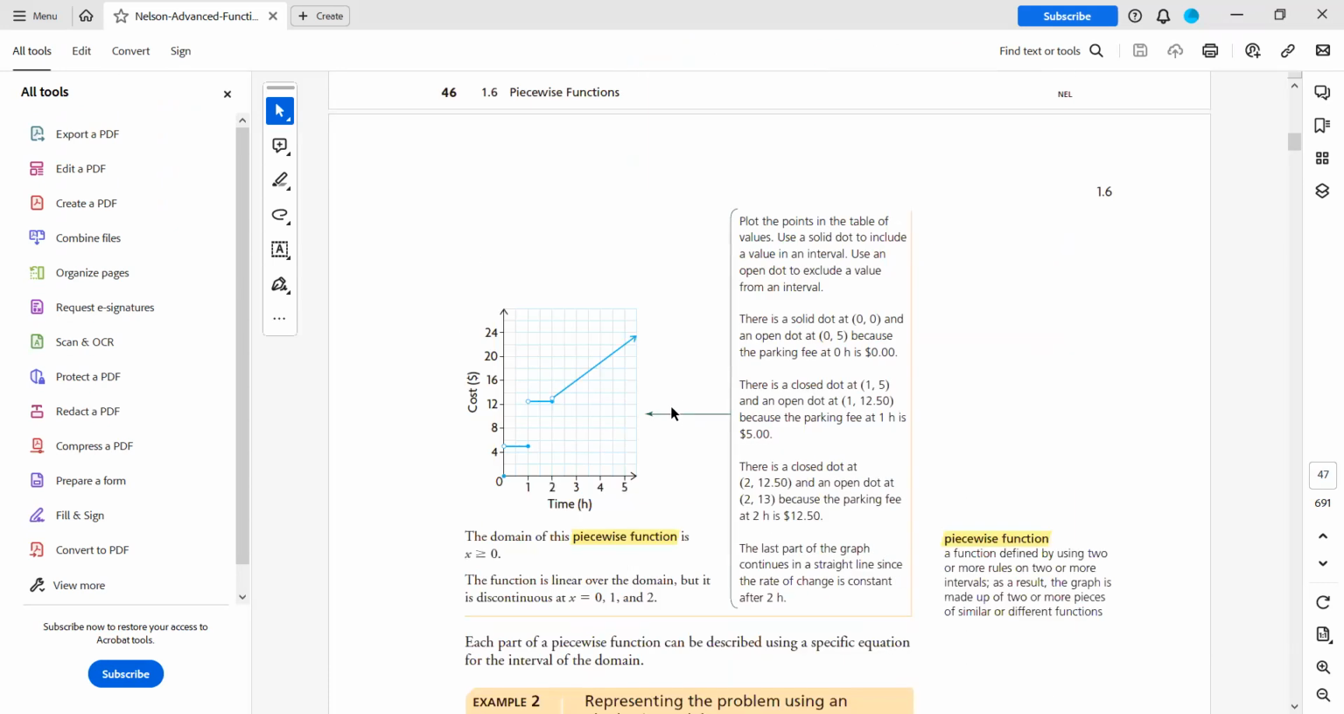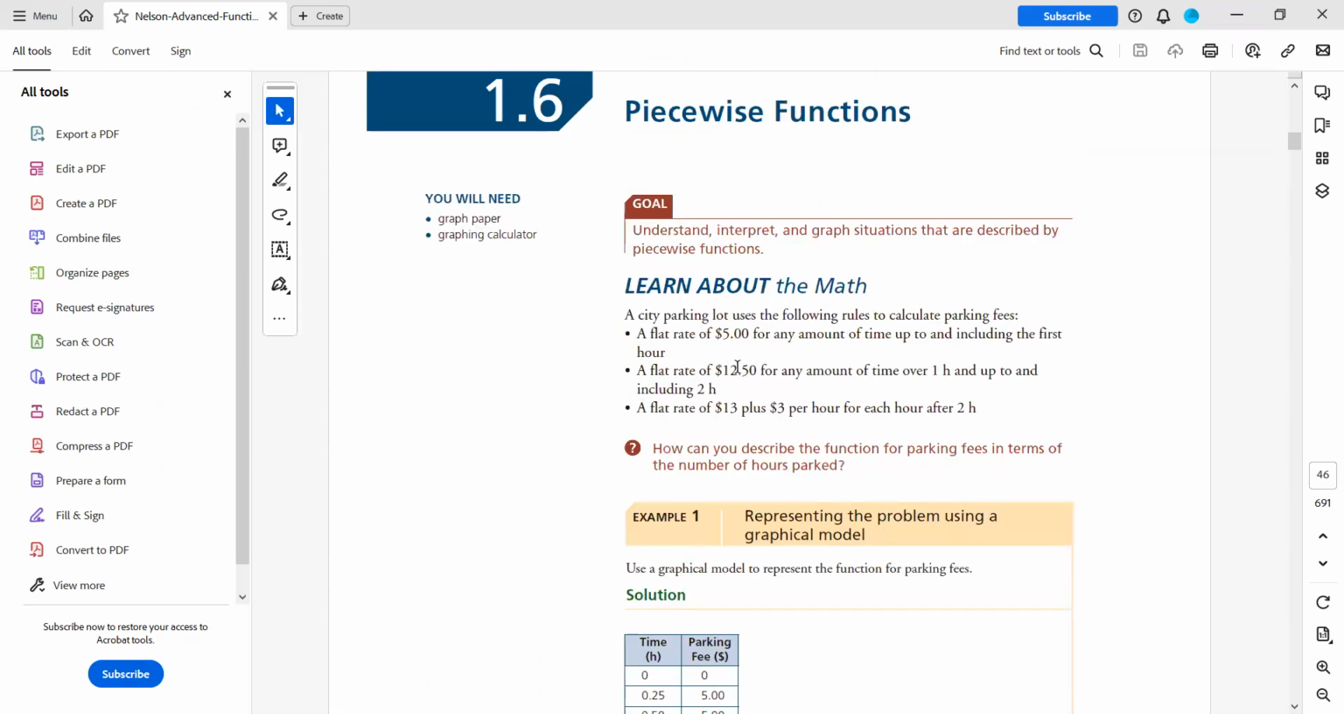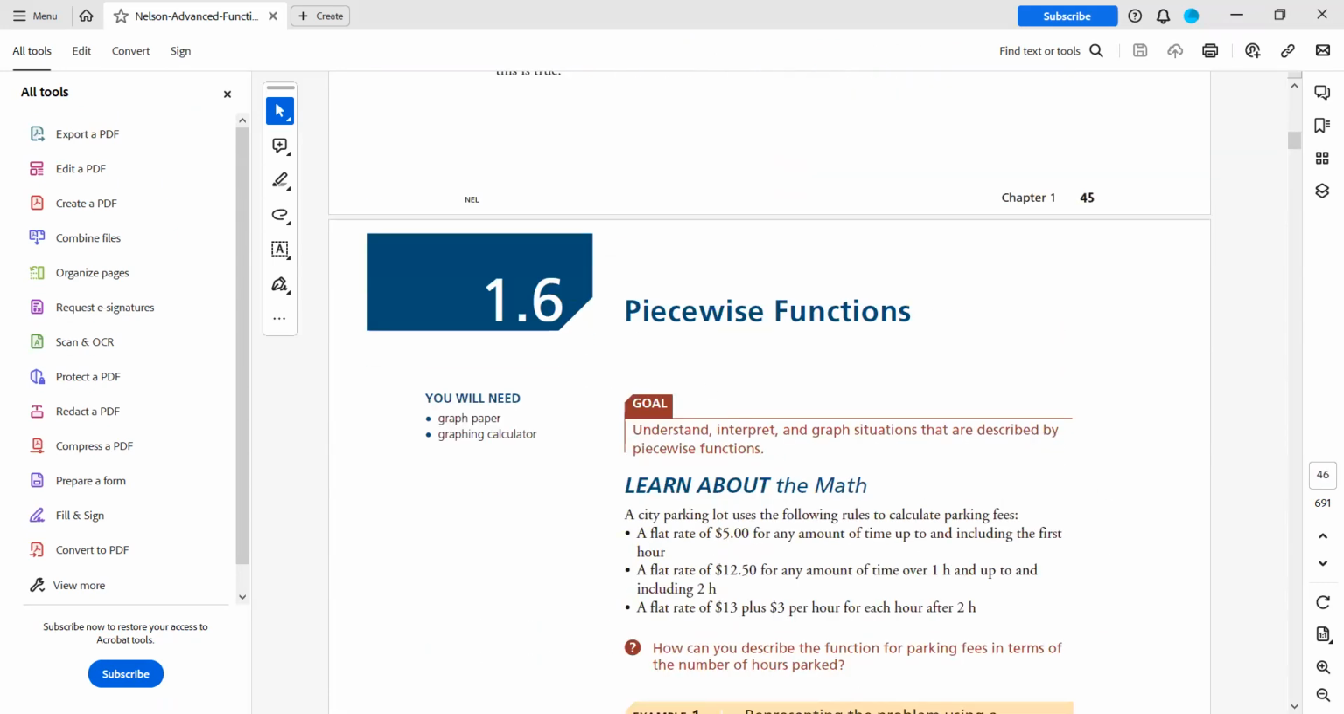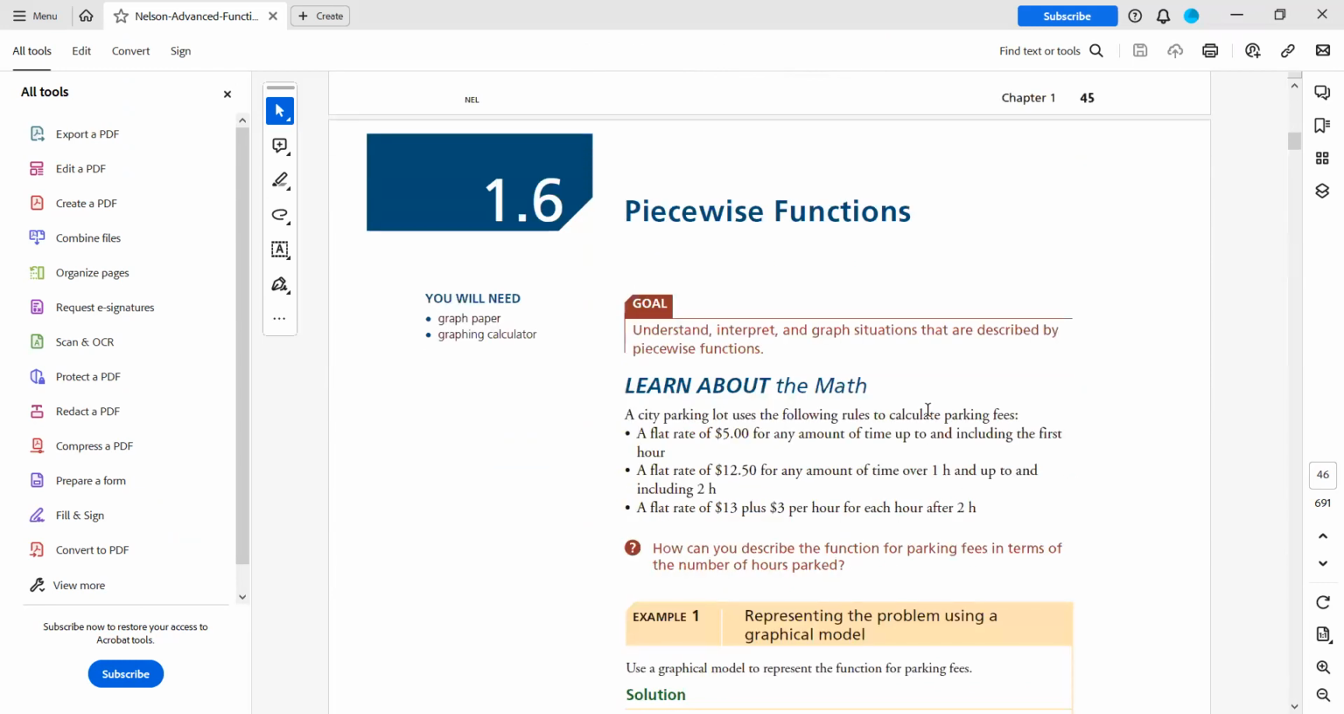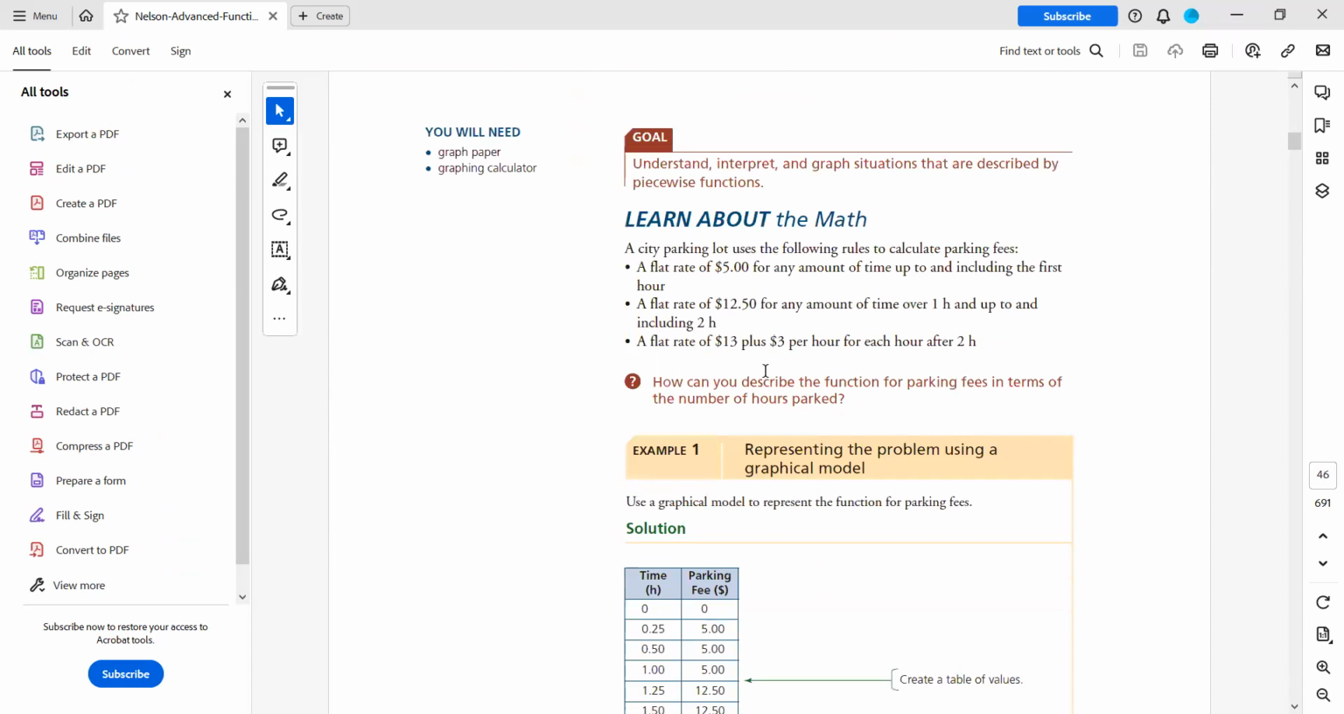Let's take a look into piecewise functions. We're also going to have questions about them in the final test. Let's not spend too much time because piecewise functions are not so complicated. So basically, we have to understand, interpret, and graph situations that are described by piecewise functions. What a piecewise function is, you're going to see today.